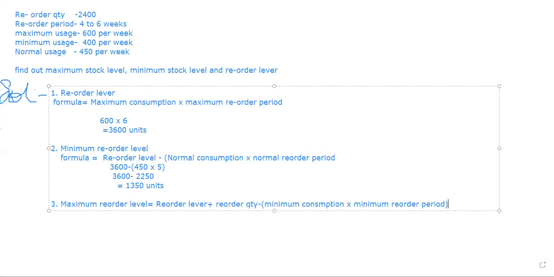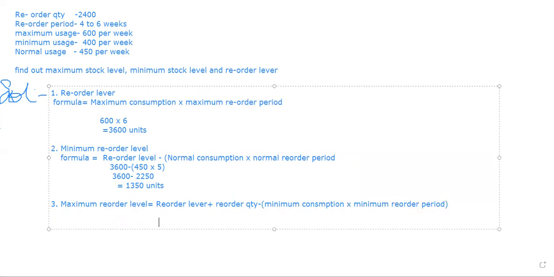So reorder level is the first one we need to find out. Once we get there, everything is automatically easy for us. So when I go with the reorder level, I go with multiplying the maximum consumption into maximum reorder period. And when it comes to the minimum, I go with reorder level minus the normal consumption into normal reorder period. And when it comes to the maximum, opposite to that. But before that, reorder level plus reorder quantity, then minus the minimum consumption into minimum reorder period. So that is what we are going to do here.